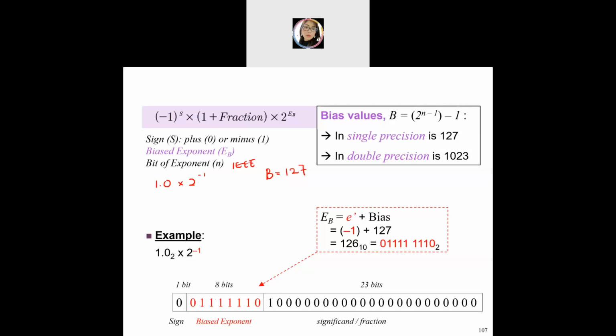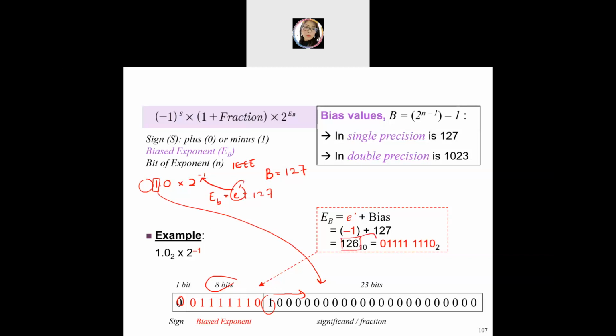First, we look into the single precision example. What we need to do, first we have the sign. It is a positive number, so we put 0 here. After that, we have 8 bits for our bias exponent. This is the value for my fraction. I will put it here, and then pad to the right. Next, our bias exponent: E prime plus 127. Our E prime is this value, so we will get 126.